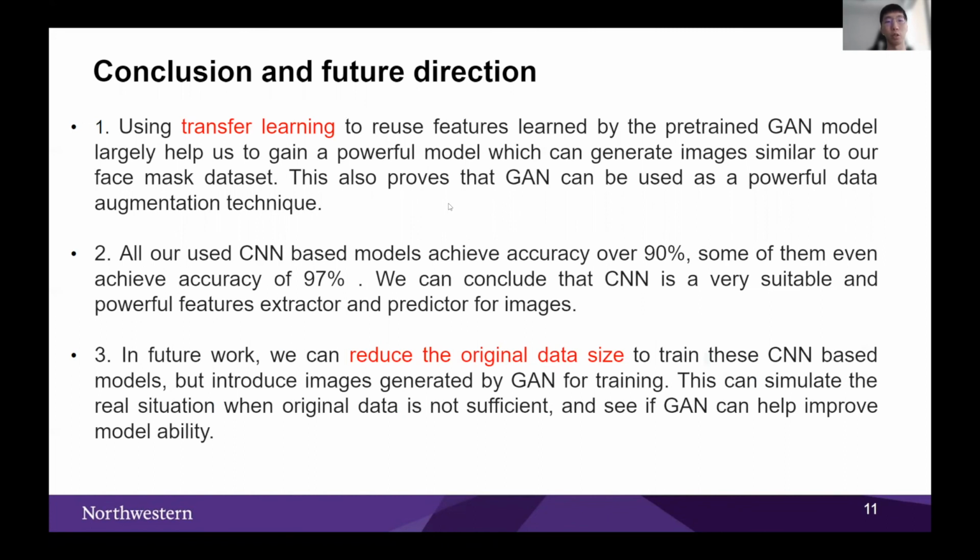In future work, we can reduce the original data size used to train these CNN-based models, but introduce images generated by GAN for training. This can simulate the real situation when original data is not sufficient, and show whether GAN can help improve model ability.